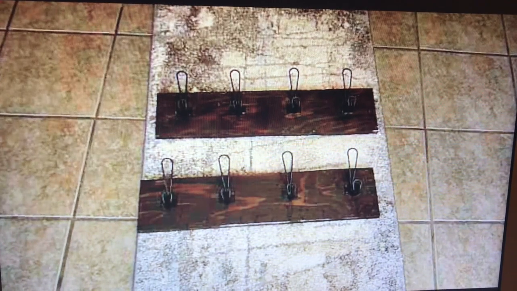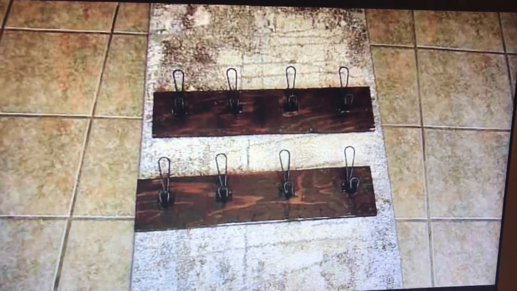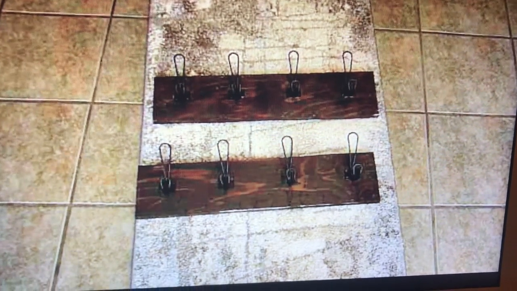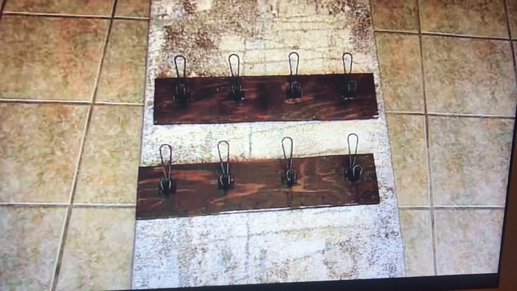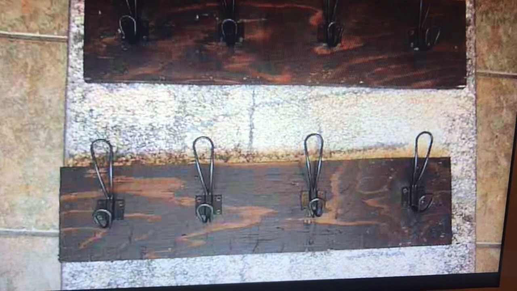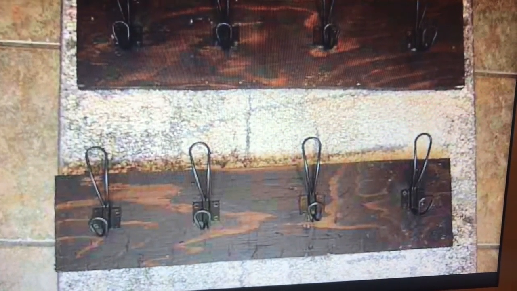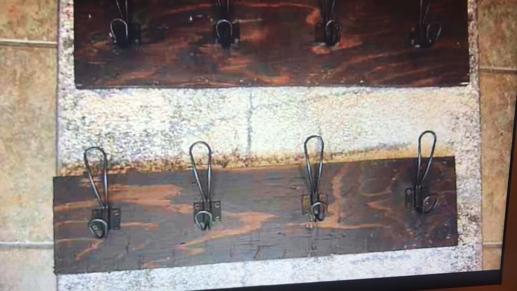So here are the finished pieces. I just have them laid out on a rug, and I love the way it turned out. I love that some of the lighter wood is coming through, that the dings are showing, that it's not perfect. That was the look that I was going for, so I really like the way they look.